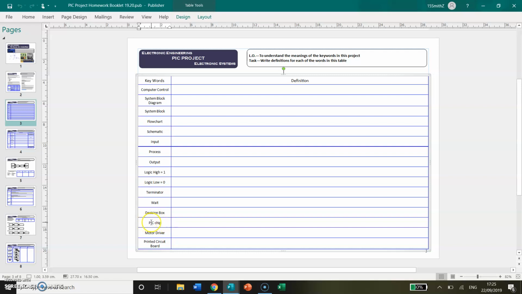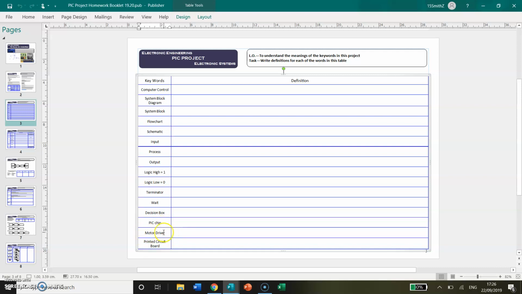PIC chip, peripheral interface controller, literally the brains of your circuit, the thing that is going to be looking at what's happening with your inputs to decide what to do with your outputs. But it can't work unless you've written a flowchart or a program for it to function, because it has to follow the commands in the flowchart.